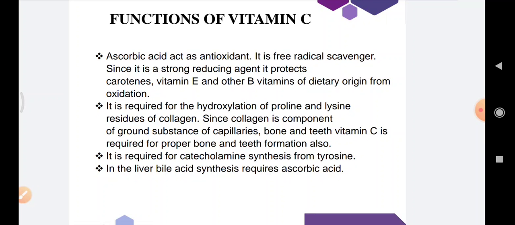Since collagen is a component of ground substances of capillaries, bone and teeth, vitamin C is required for the proper bone and teeth formation also. It is required for the catecholamine synthesis from tyrosine. In the liver, bile acid synthesis requires ascorbic acid.